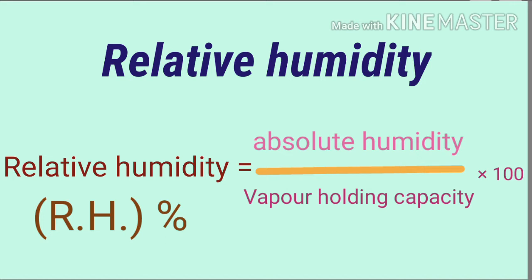So absolute humidity means the moisture present in the air. How much more water vapor is needed to reach the saturation of the air is called relative humidity. In simple words, absolute humidity is the water vapor actually present in the air, and how much more is needed for saturation is relative humidity. And saturation means the water holding capacity of the air equals the moisture present in it.